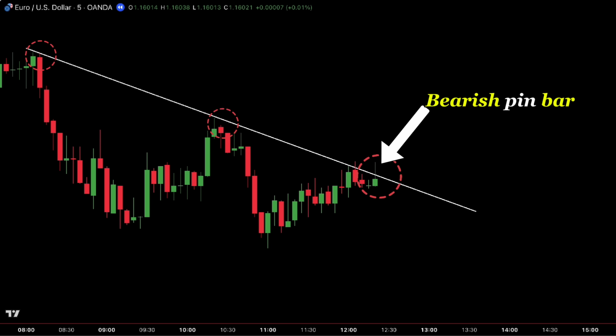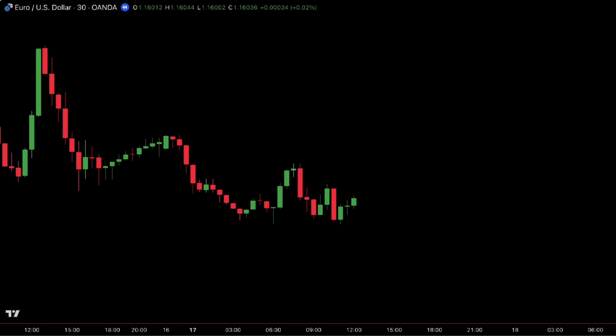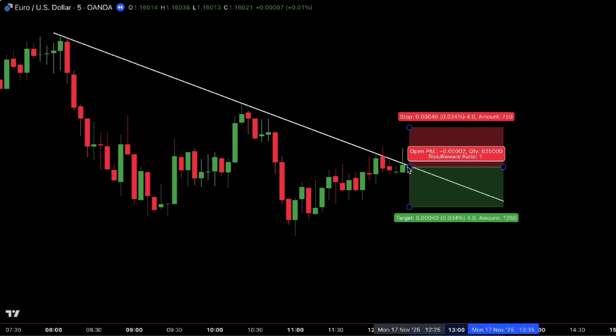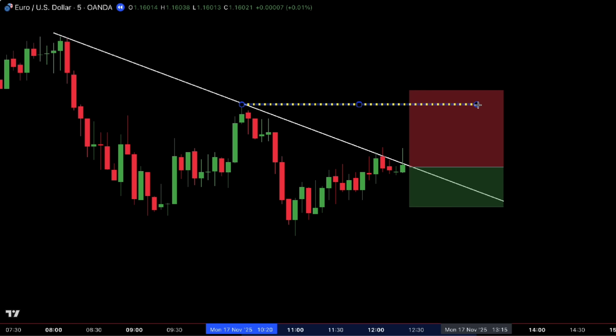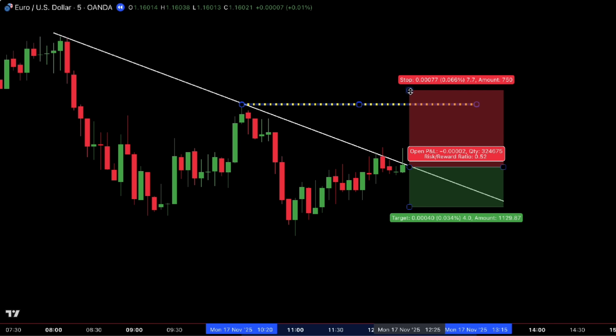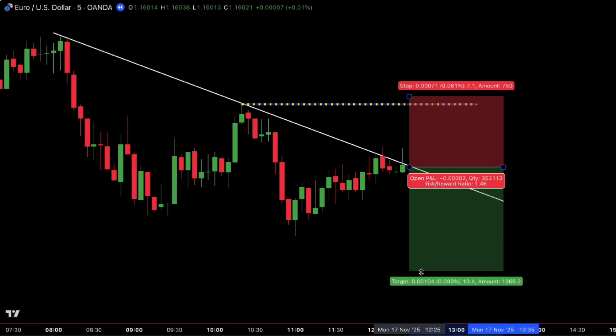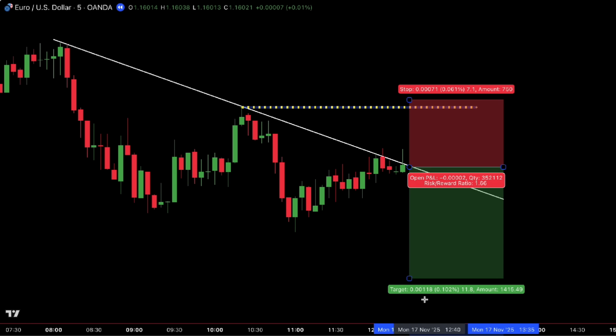Before considering any trade, it's important to look at the higher time frame. On the 30-minute chart, the market structure is still clearly bearish, which supports the setup we see on the 5-minute chart. When both time frames align, the setup becomes more reliable. Now let's go back to the 5-minute chart. Some traders wait for the confirmation candle to close before entering, placing their stop loss above the trend line or the nearest resistance to manage risk. The target is usually set to achieve at least a 2-to-1 risk-to-reward ratio, depending on the situation.